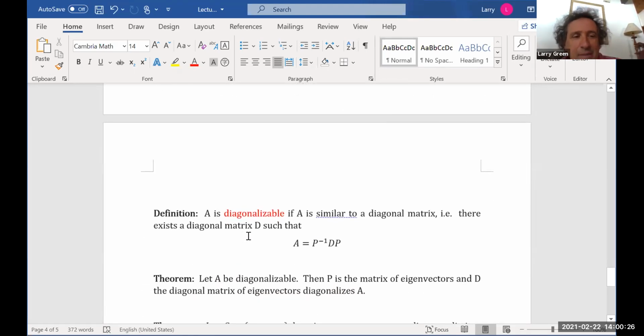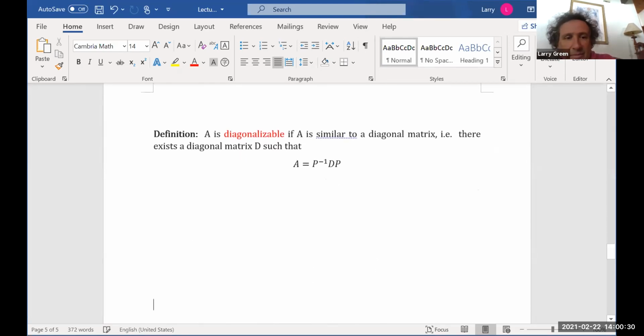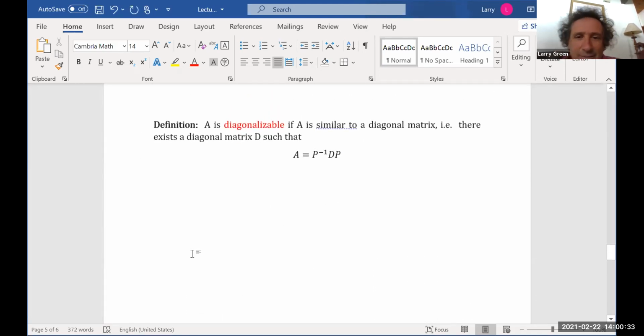Okay, now comes the big definition of the day. So this one you definitely want to get down. And I love the word. If you ever had one of those words, it just does wonderful things to your soul. A is diagonalizable. Feels so good, doesn't it? So A is diagonalizable if A is similar to a diagonal matrix.